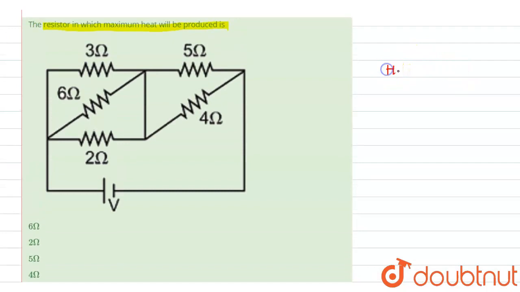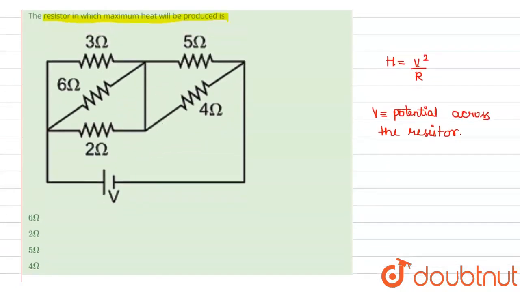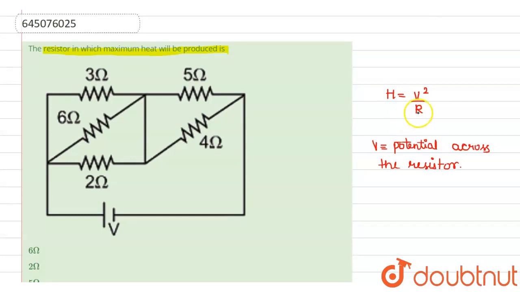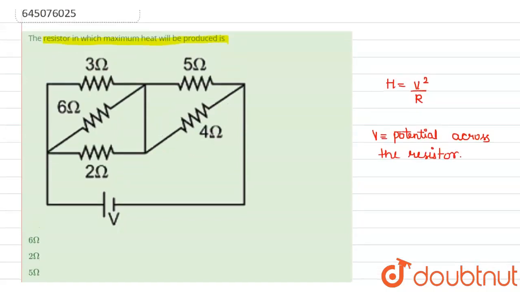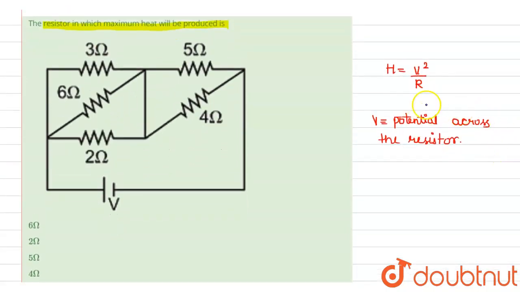So the heat is given by V square by R, where V represents the potential across the resistance and R represents the value of resistance. If we see the formula, R is in the denominator. That means if the R value is small, then the amount of heat will be large, and if the R is greater, then the amount of heat will be smaller compared to the other resistance.